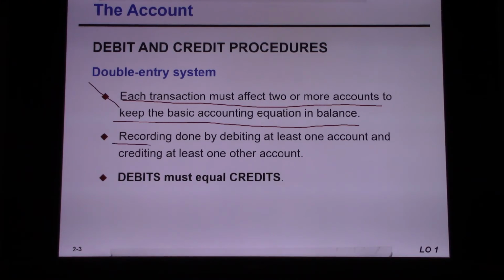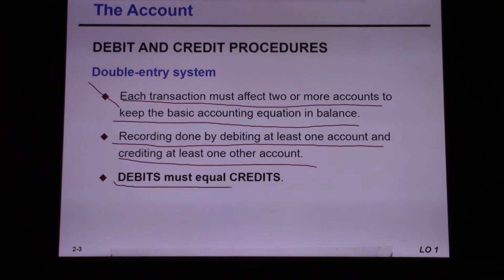Recording is done by debiting at least one account and crediting at least one other account. What is meant by this? It means for each transaction, debits must equal credits, and the equality of debits and credits provides the basis for the double entry system of recording transactions. The double entry system for determining the equality of the accounting equation is much more efficient than the plus and minus procedure we used in Chapter 1.